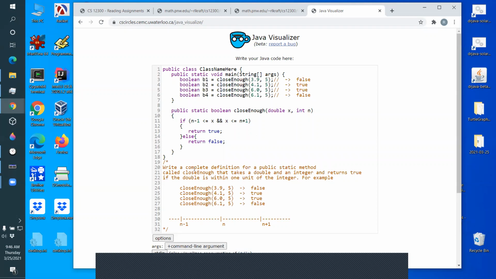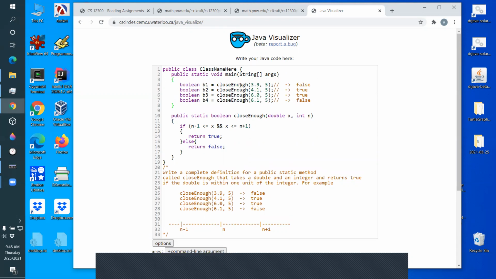Notice I'm kind of setting things up the way the Java visualizer would set things up. It's going to run your tests, and this will create a little table for me in the Java visualizer. When it visualizes the stack, I'll see a little table of B1, B2, B3, B4 with what I should see is false, true, true, false. Okay, all right. So I think this would be enough.